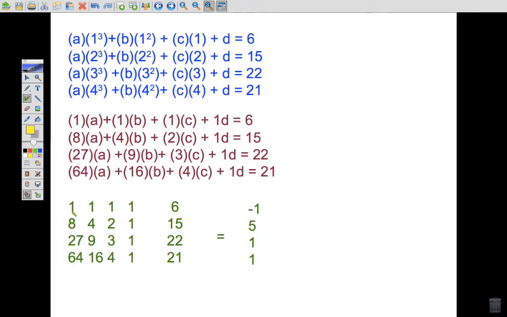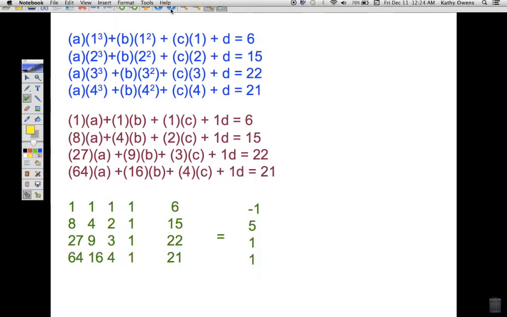My coefficient matrix, the first equation has all 1s. Second equation, your 2 cubed is 8, 2 squared is 4, 2, and then a 1. Third equation, 3 cubed is 27, 3 squared is 9, 3, and then a 1. 4 cubed, 64. 4 squared is 16, 4 and a 1. You will set this matrix up as A, set the second matrix up, which each equation is equal to, as B, and take A's inverse times B. You will get A, B, C, and D.